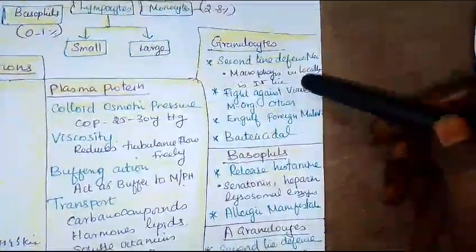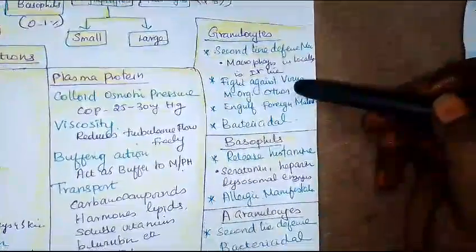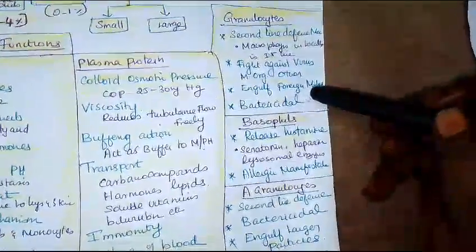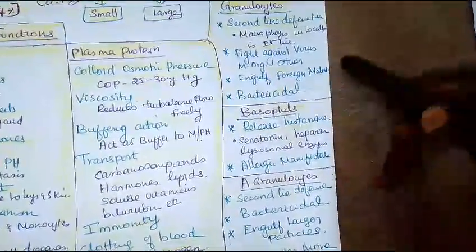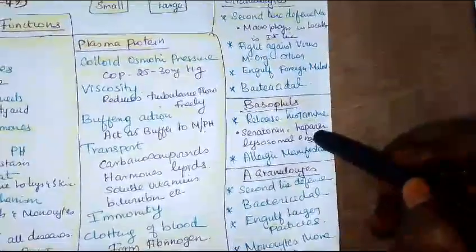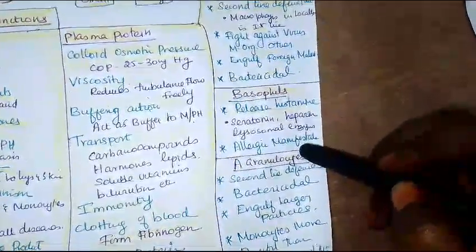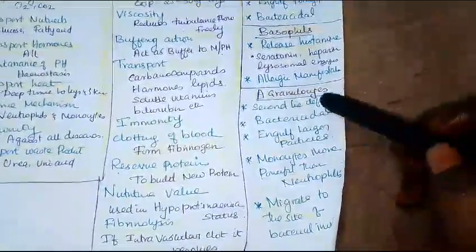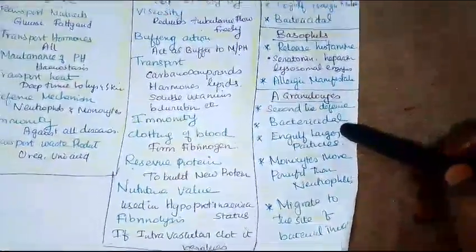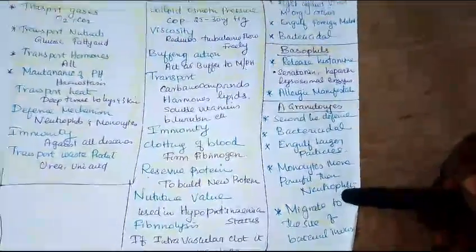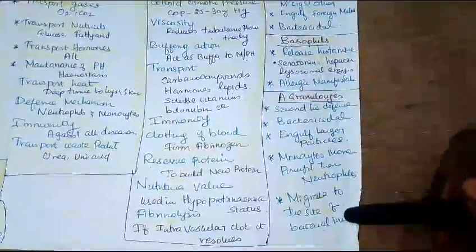Granulocytes' main function is second line defense mechanism, fighting against viruses and microorganisms, engulfing bacteria or any foreign material, bactericidal. Basophils also release histamines, serotonin, heparin, lysosomal enzymes, and cause allergic reactions. Okay, and then agranulocytes. This also is a second line defense mechanism, bactericidal action, engulfing bacteria. Monocytes then migrate to the sites of bacterial action.